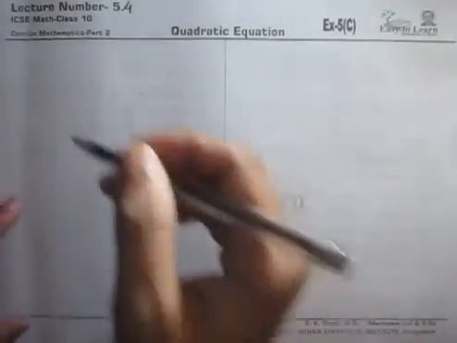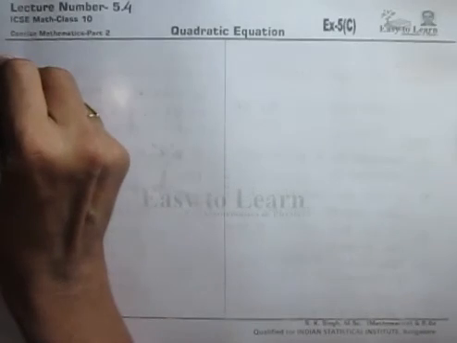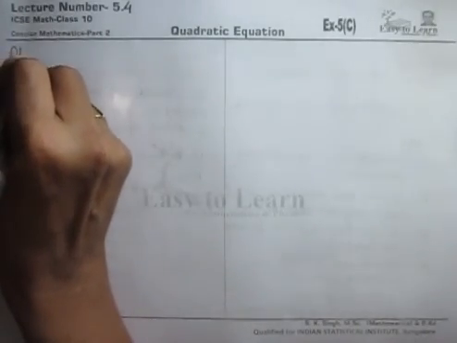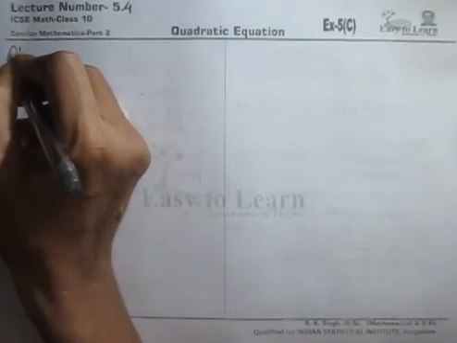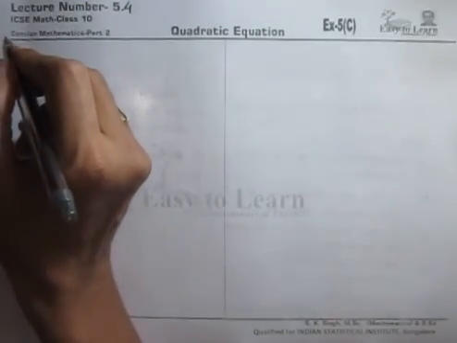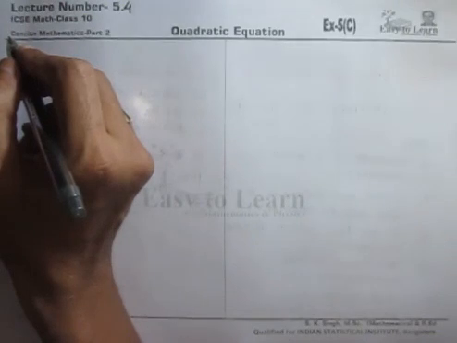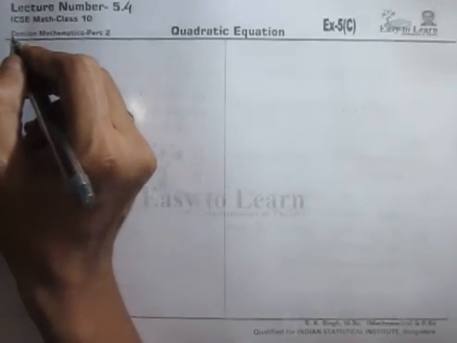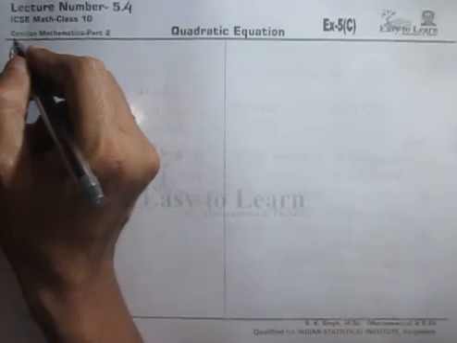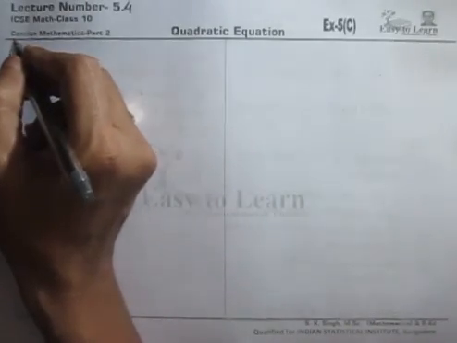So now we are going to start to solve questions of exercise 5C. We will solve all the questions one by one as far as possible. Question number 1. It is written: solve equation number 1 to number 20 given below using factorization method. That means we have to solve all the questions from 1 to 20 by factorization method.